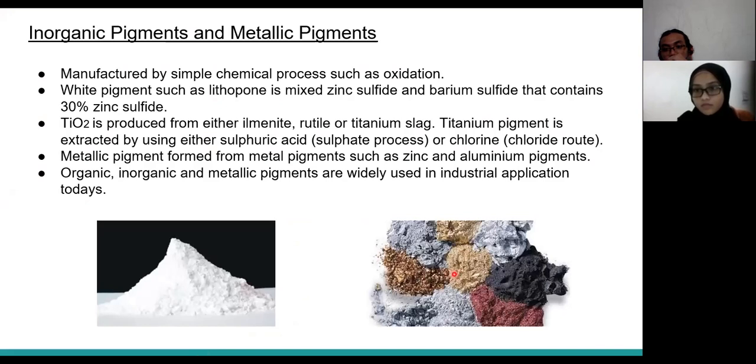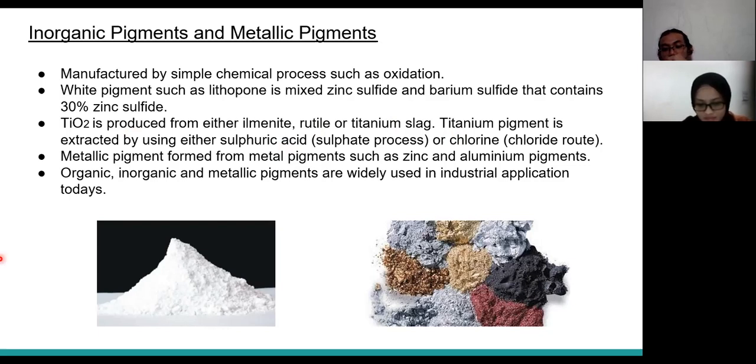Okay, so the inorganic pigment is manufactured by simple chemical processes such as oxidation, while white pigment such as lithopone is an example of inorganic pigment, which is a mixture of zinc sulfide and barium sulfate that contains 30% of zinc sulfide, followed by titanium dioxide, another example of inorganic pigment produced from ilmenite, rutile, or titanium slag. Titanium pigment is extracted by using sulfuric acid, which undergoes the sulfate process, or chlorine, which undergoes the chloride route. Based on the information, the sulfate process employs simpler technology than the chloride route.